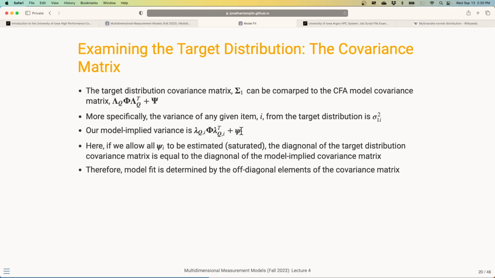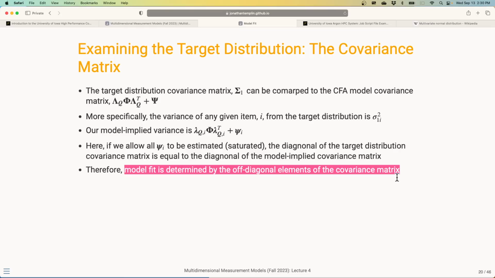So what that implies is that for most applications, so long as we're not putting constraints on our residual or unique variances, the diagonal of our covariance matrix will fit the data perfectly as well, or near perfect, within rounding error, usually. So, by inspection, model fit gets determined by how well the off-diagonal elements in sigma 1 match the off-diagonal elements from lambda phi lambda transpose plus theta.